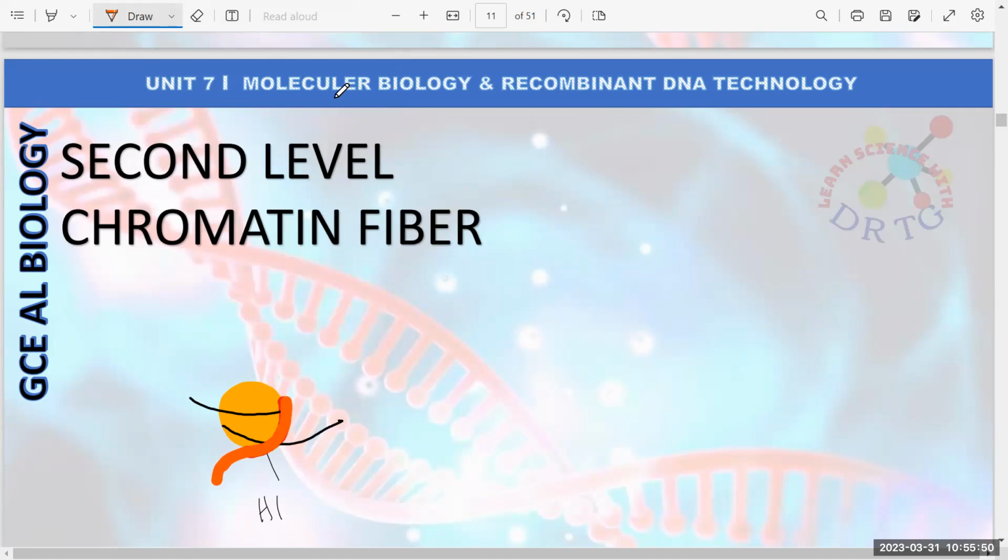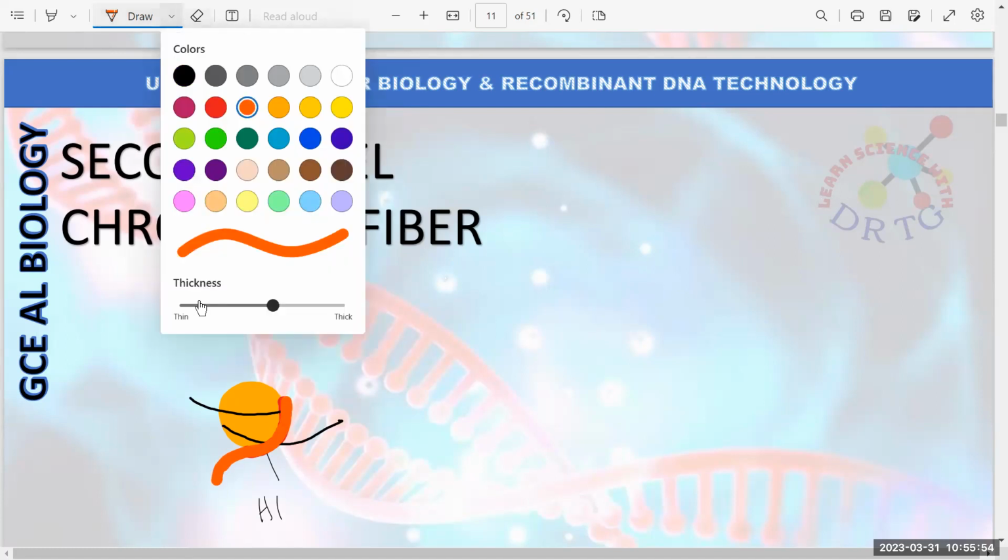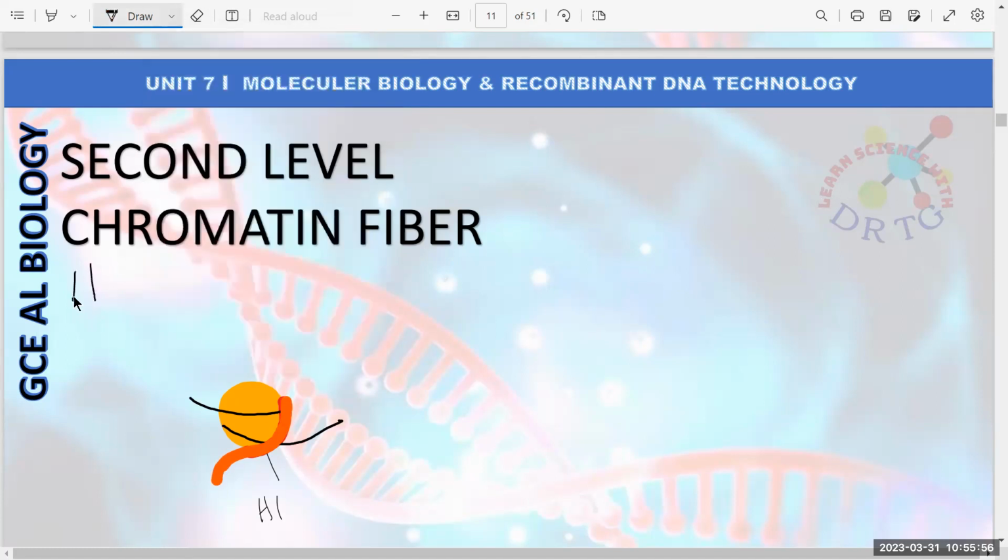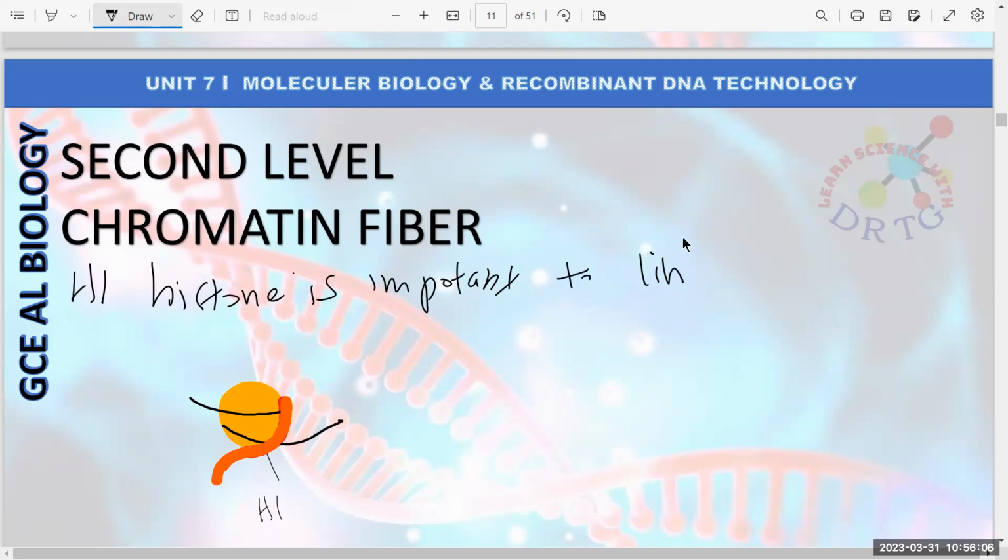Now H1 is important to link the nucleosome. H1 histone is important to link nucleosome together.